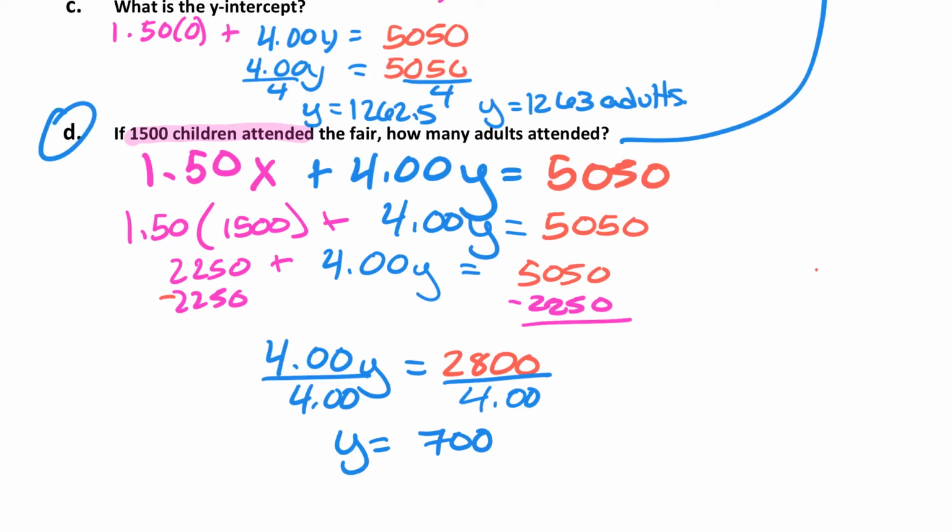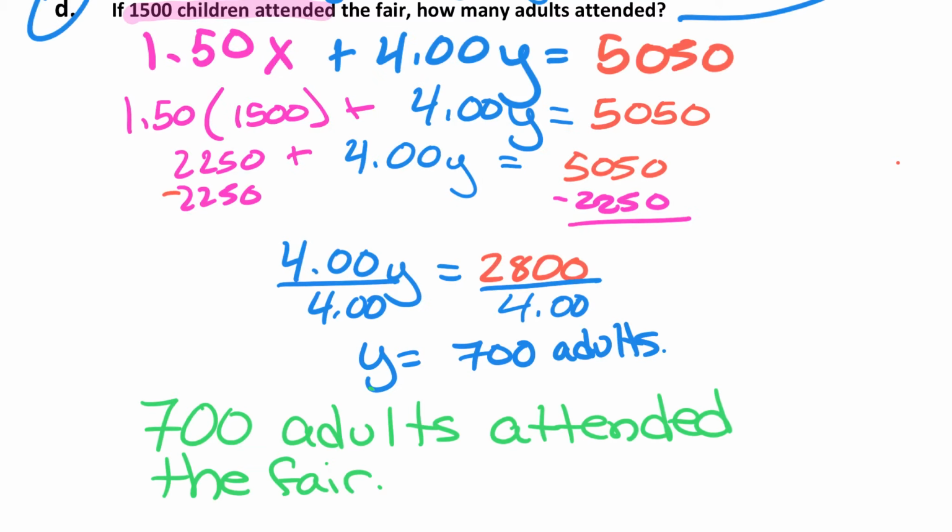Well, 700 what? Well, in the context of this question, 700 adults. So the complete sentence would look like, 700 adults attended the fair. Remember to pause this or rewind the video in order to get all of your notes for this example.